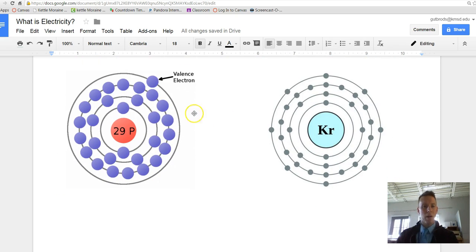So some of these atoms really like to pass their electron. Some of these atoms resist. The ones that resist make great insulators. The ones that like to pass the electron make good conductors.